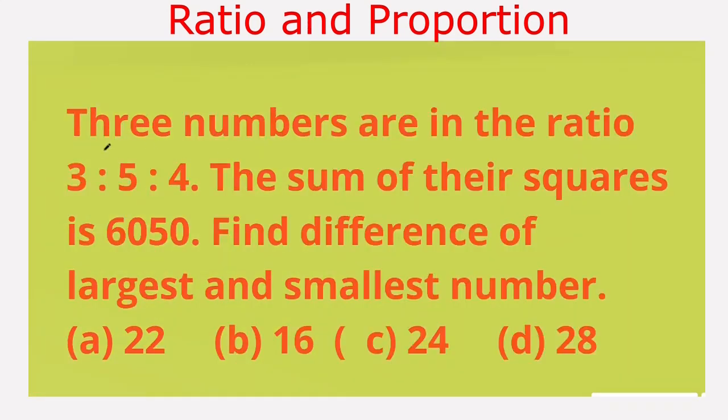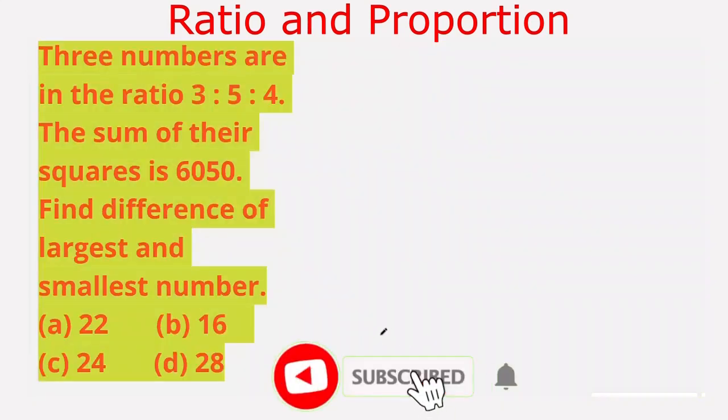Our question is: three numbers are in the ratio 3:5:4. The sum of their squares is 6050. Find the difference of the largest and smallest number. The given options are option A 22, option B 16, option C 24, option D 28. We can solve this question orally.